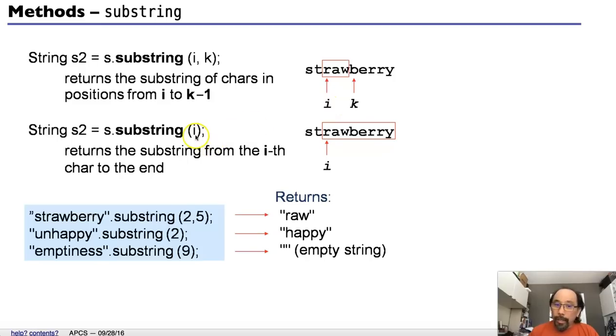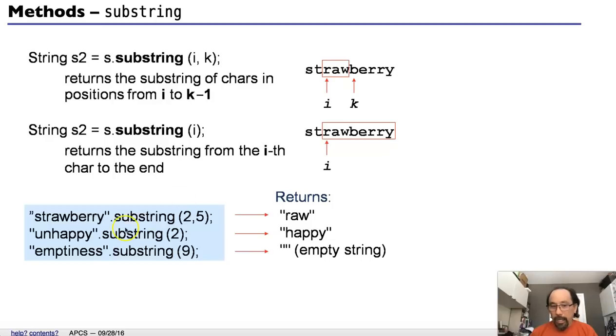Now you could shortcut this. The substring method can take a single input as well. In that case, it points to the beginning letter, and then it extracts everything from there to the end of the string. The valid values for i and k are always between 0 up to the length of the string.